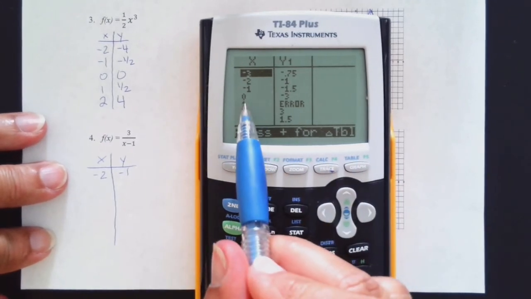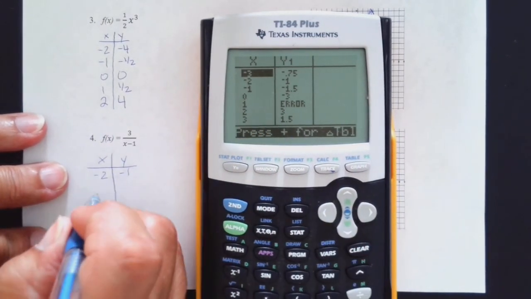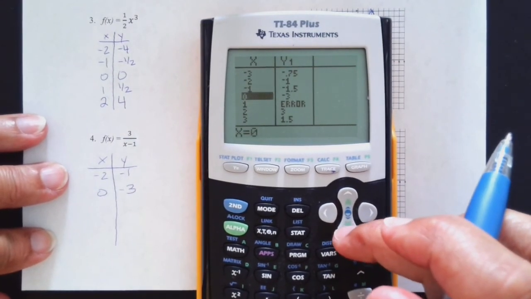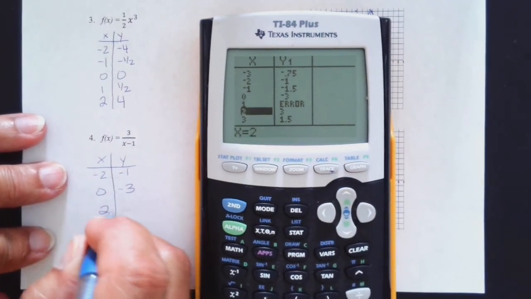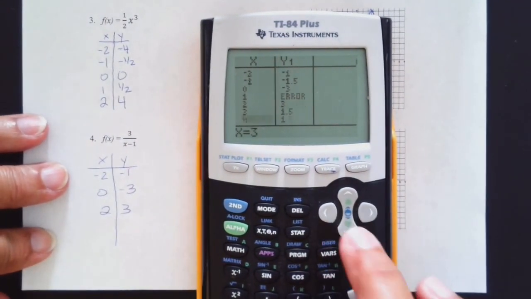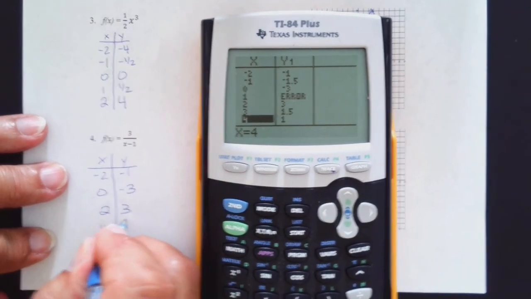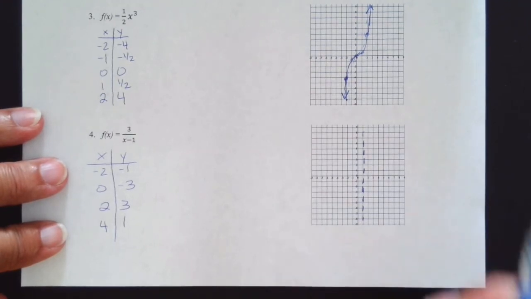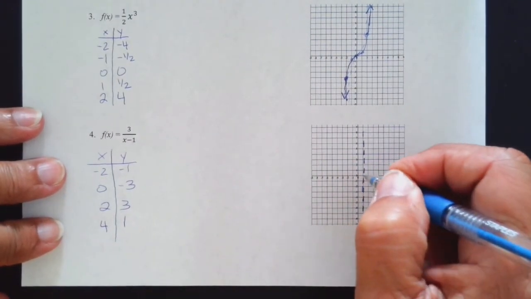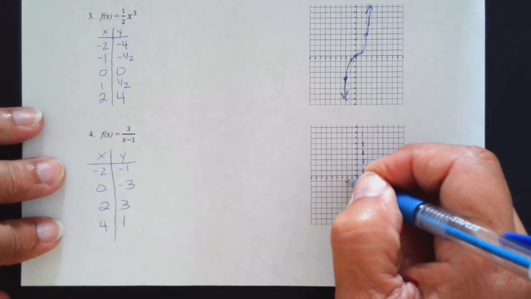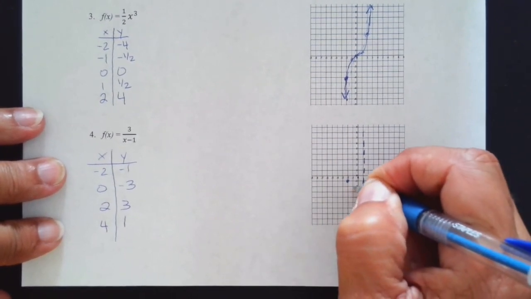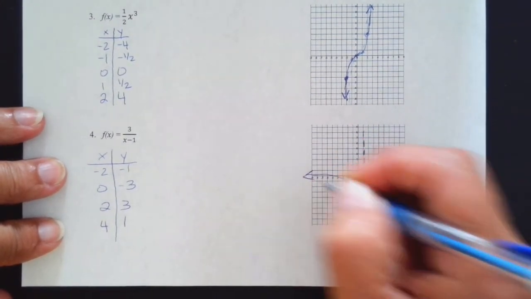And then also I'll use 0, -3. And then let's get some points on the other side. So 2, 3. And maybe 4, 1. Okay. That's enough to kind of see where the points are going to end up. So -2, -1. And 0, -3. And that's enough to kind of do this, so I know that that's where the graph goes.